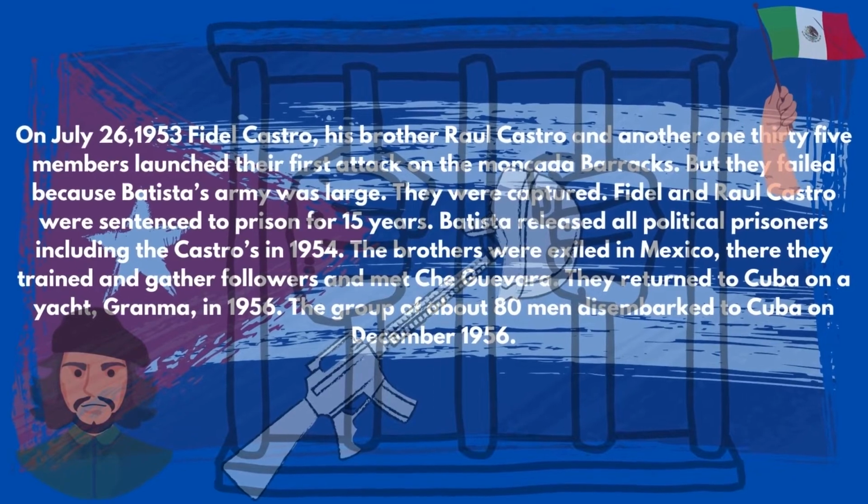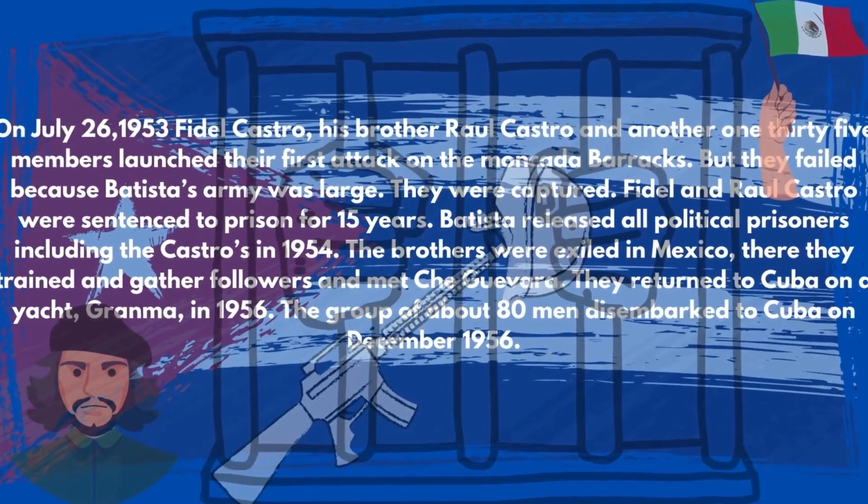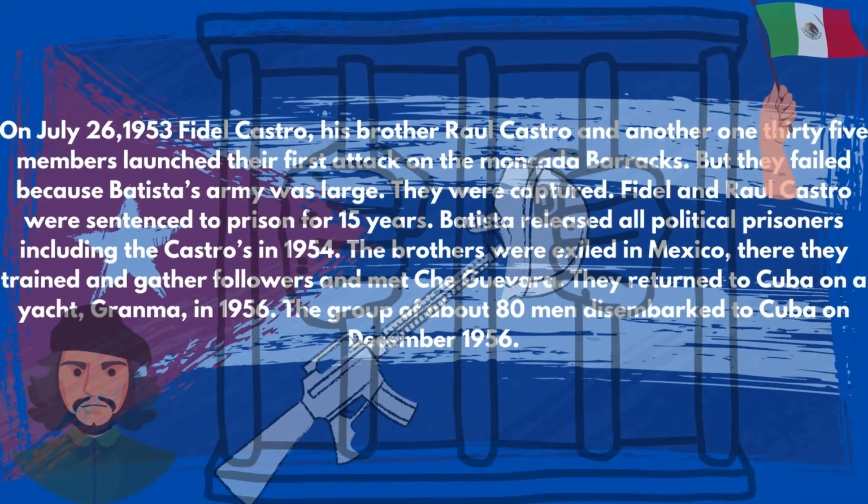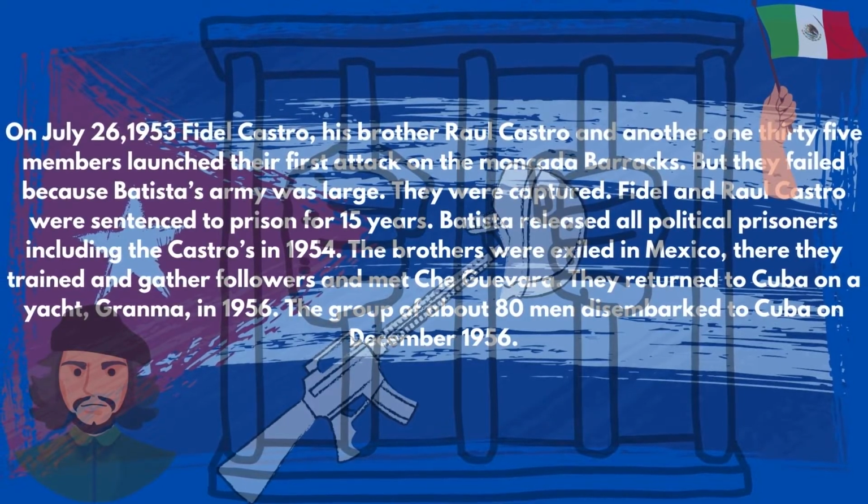On July 26, 1953, Castro and his brother Raul and a few other men launched an attack on the Moncada barracks. Of course, their mission failed because Batista's army was too large. They were captured and they were sentenced to 15 years in prison. Due to international pressure, Batista released all political prisoners, including the Castro brothers, in 1954. The brothers were exiled in Mexico.